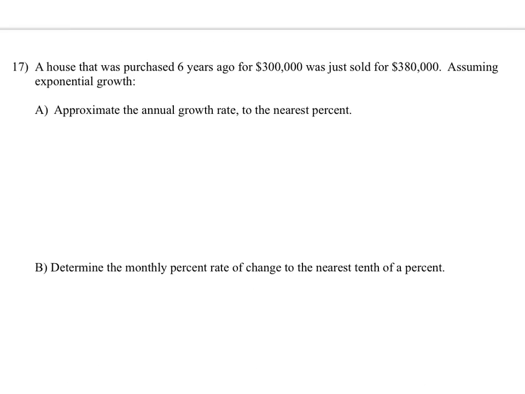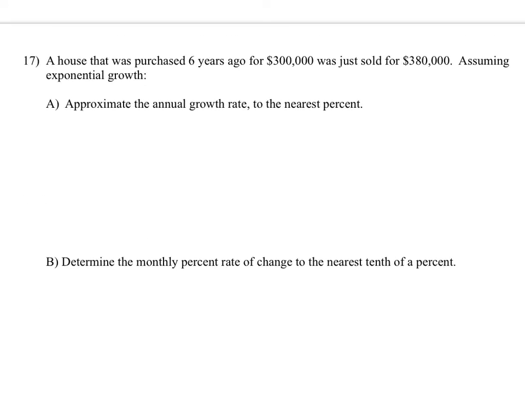Okay, this one's a really interesting problem. It's an example of solving for a different piece of the puzzle. This is showing exponential growth. It's a house going from 30,000 to 380,000 over 6 years. So we want to find the exponential growth. We know the t, and we want to find the rate. So when we set up our formula, we're doing annual growth rate here.